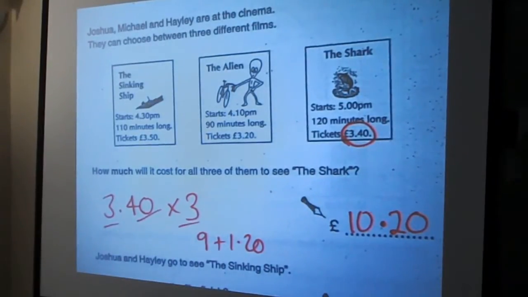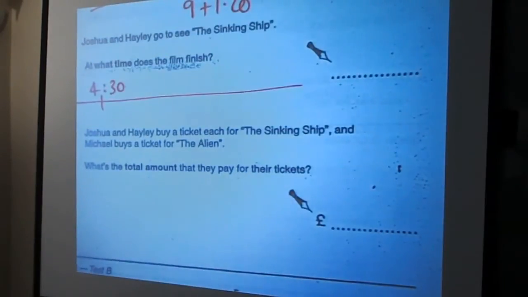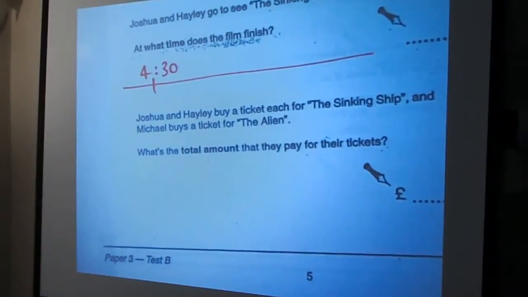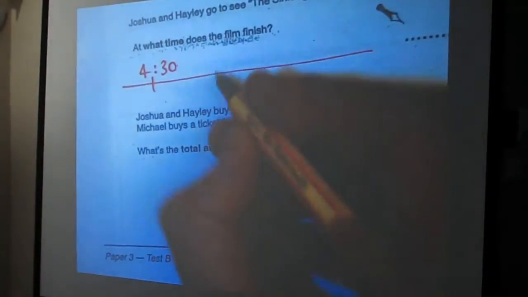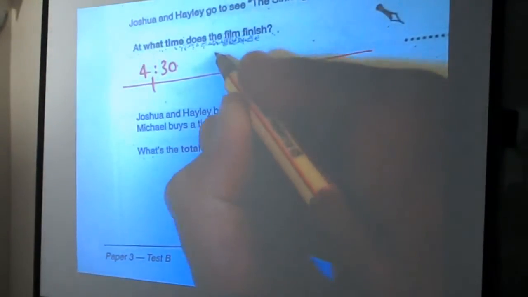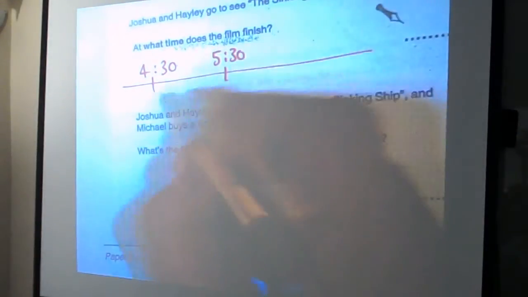Joshua and Haley go to see the sinking ship. At what time does the film finish? The sinking ship starts at 4:30 p.m. and it lasts for 110 minutes. So let's have a think how we can do that. Let's do a small timeline. Okay, is this in focus? So 4:30, if we add 60 minutes, what time do we get to? 5:30.